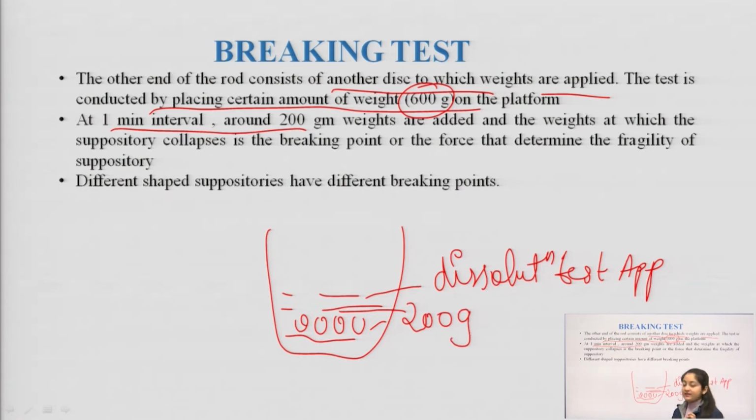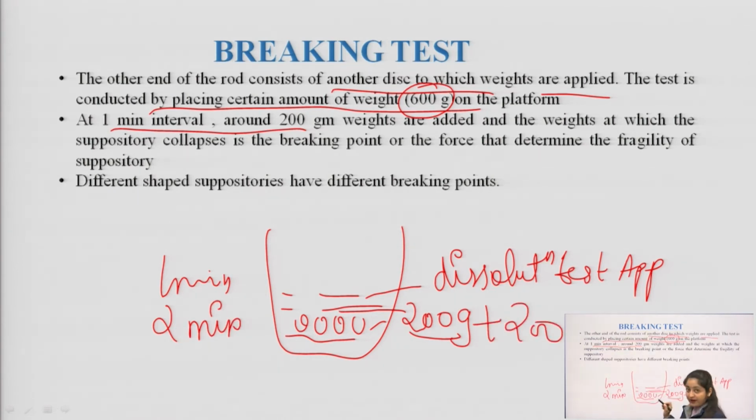For example, at 1 minute interval, we have attached 200 gram initially. What we are going to do at the second minute, we are going to attach another 200 gram. So slowly and gradually we are increasing the weight by 200 grams. When we are increasing the weight, what we are measuring is the breaking point of the suppositories. As you can see, we measure the breaking point, or the force that is required to break a suppository or make it brittle basically.